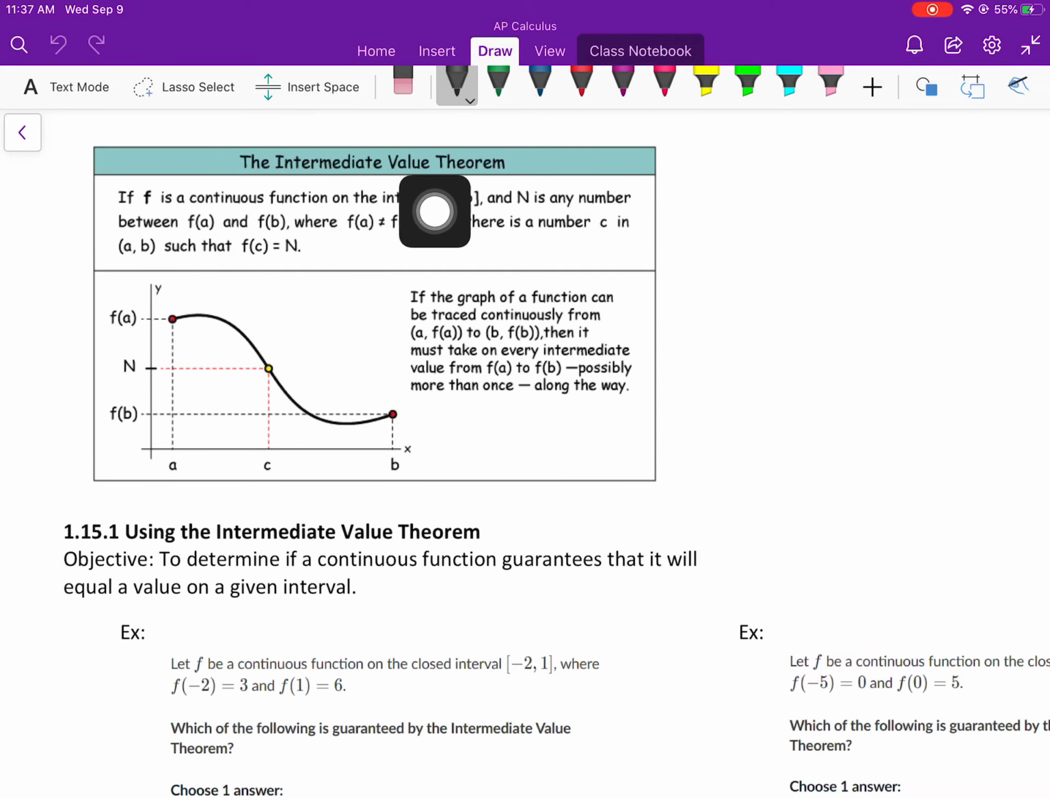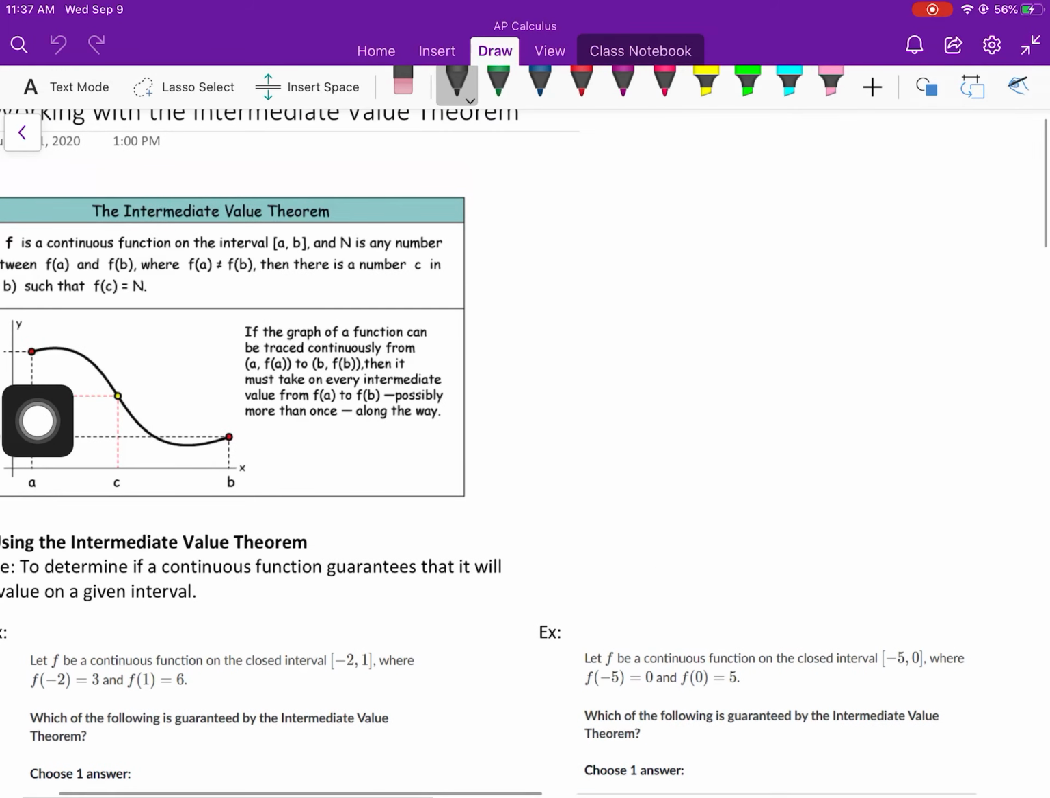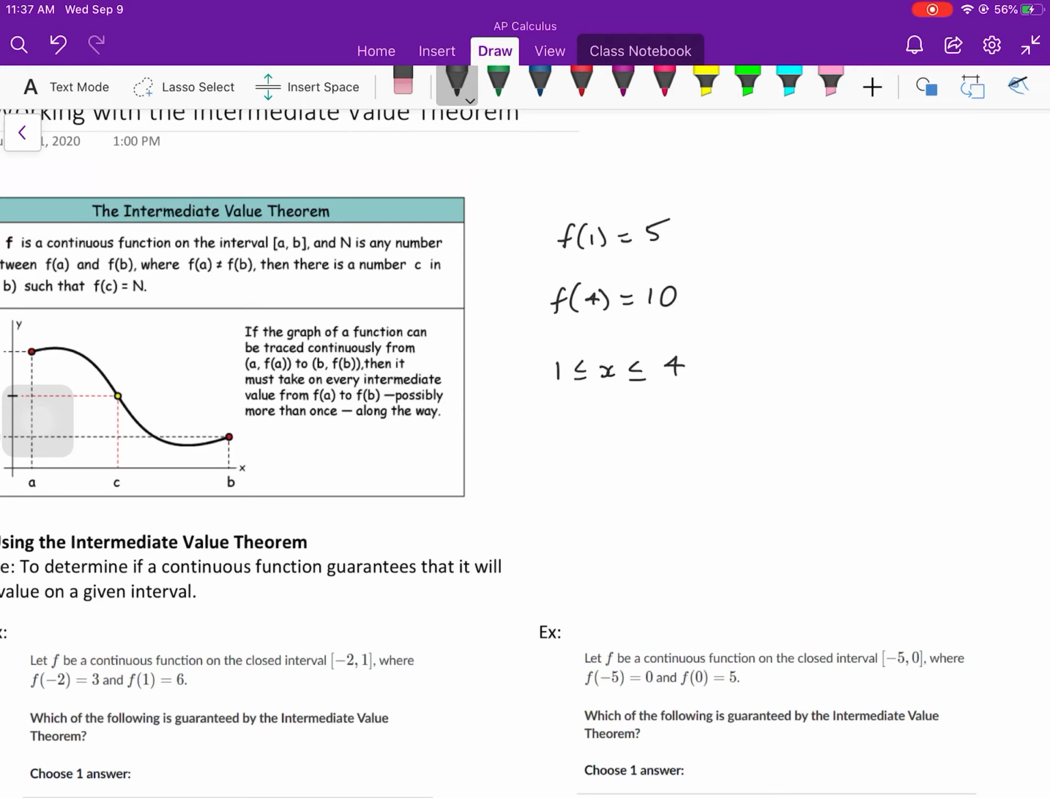The idea of the intermediate value theorem is that if a function's continuous on an interval, and let's just say you have an f of a and an f of b, then somewhere within that interval, it's going to equal some value in between. So what do I mean by that? Let's just do an example. If you have that f of 1 equals 5 and f of 4 equals 10, then that means somewhere in the interval between 1 and 4, our function at some value of x is going to have to equal, let's just pick a value between 5 and 10, like 7. Somewhere in between there, it's going to equal 7.